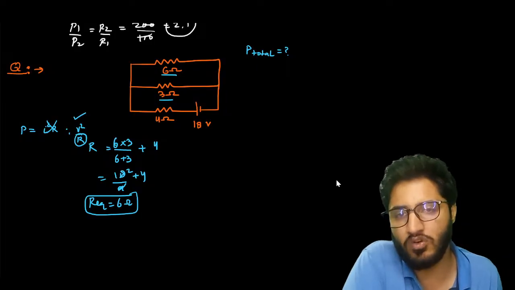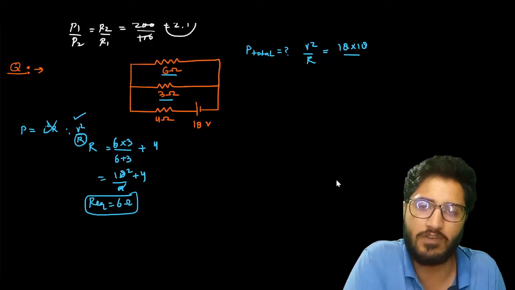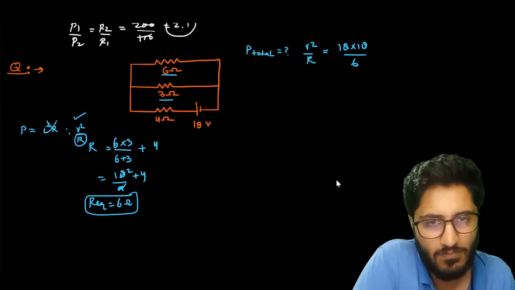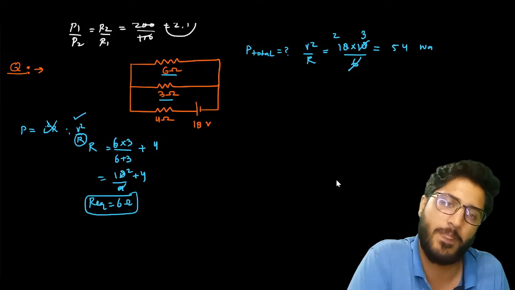So if it is 6 ohm, I will write V square by R. V is 18, so it is 18 into 18 divided by 6. 6 threes are 18, 3 eights are 24. It is 54 watt.